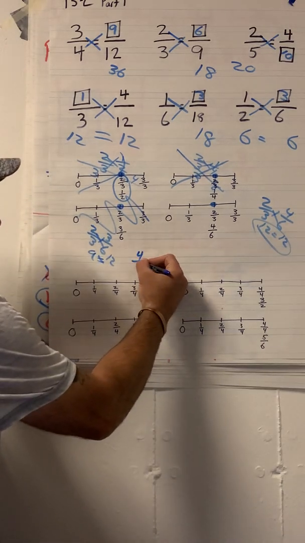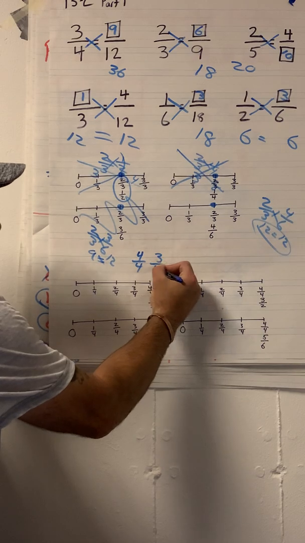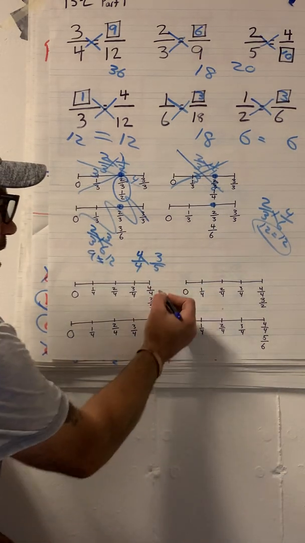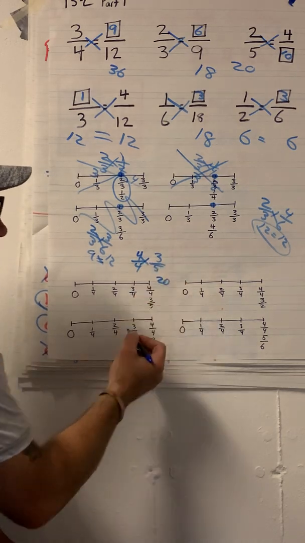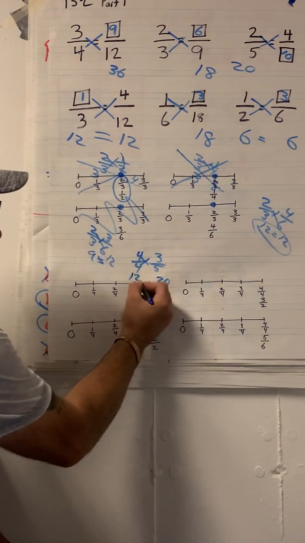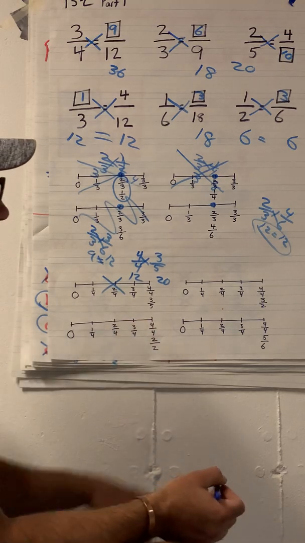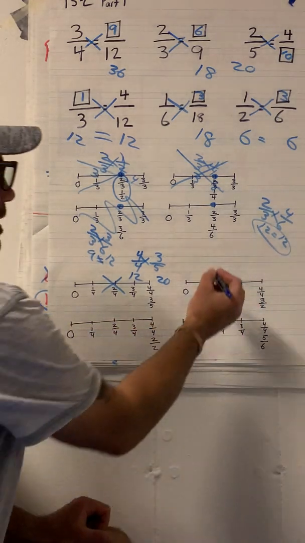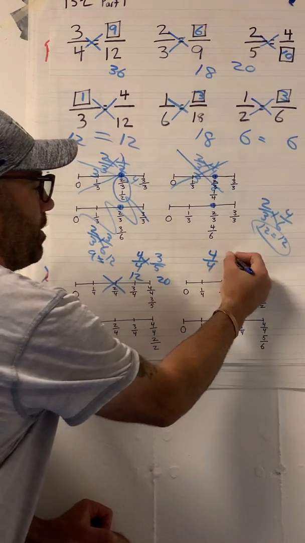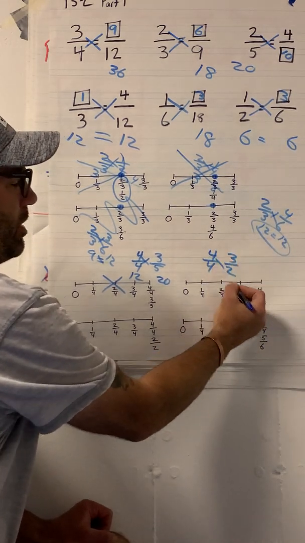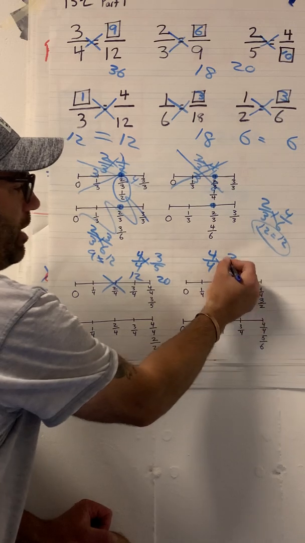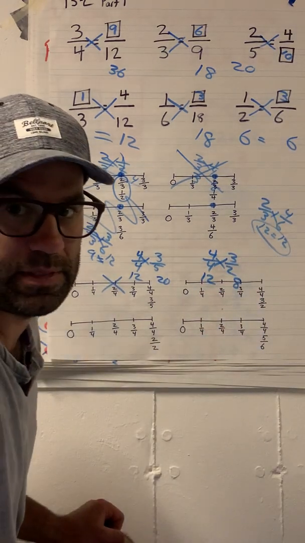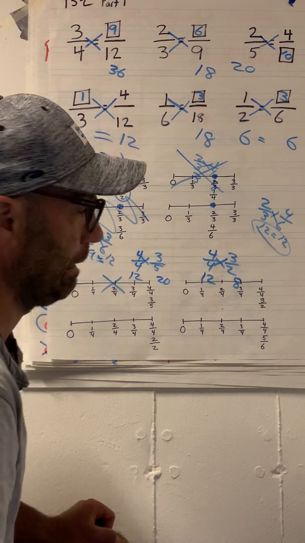So that's not it. But let's just say we didn't know that, and we just wanted to check. 5 times 4 is 20. 3 times 4 is 12. Nah. 4/4 and 3/2. Well, I already know it can't be it, but let's just pretend we don't know that. 4 times 2 is 8. 3 times 4 is 12. Is 12 the same as 8? Nah.